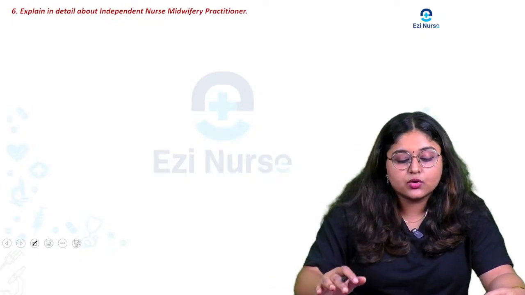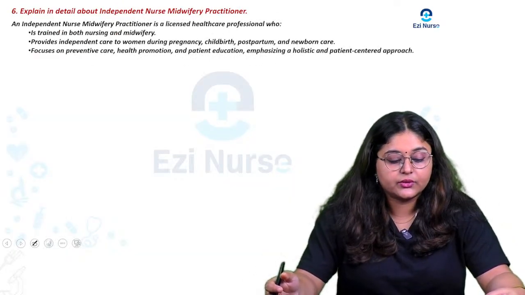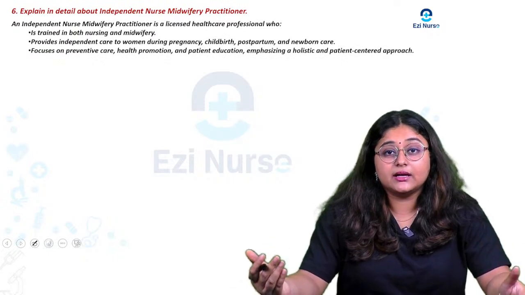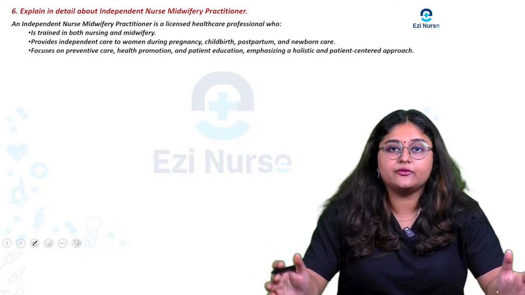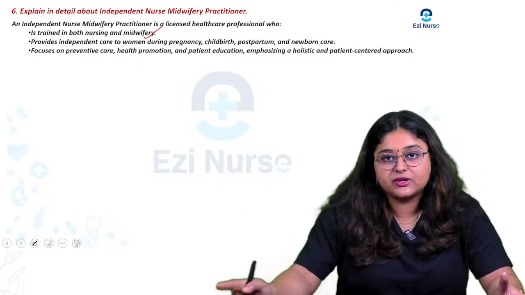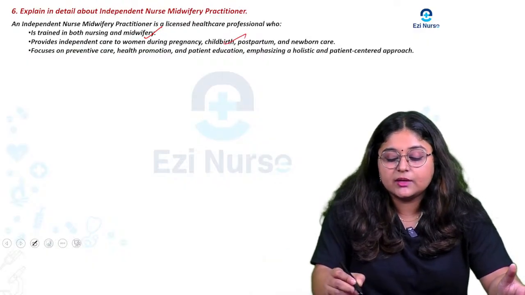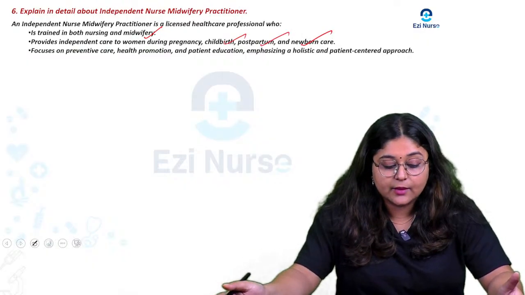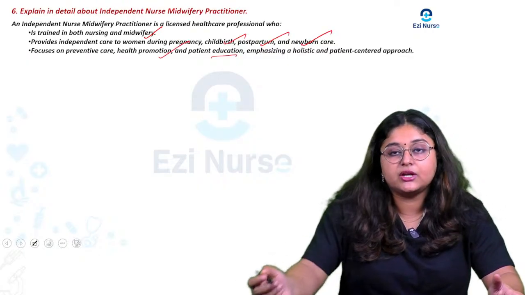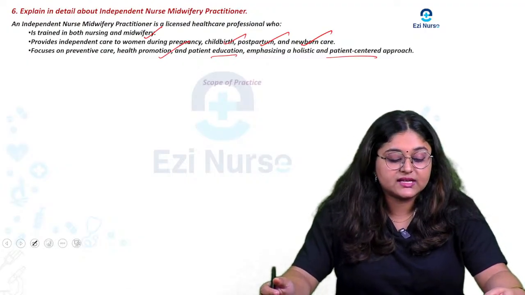Now come to the next question, that is explain in detail about independent nurse midwifery practitioner. Okay, so as an independent nurse midwifery practitioner, we have to get a license, right? In that we have to make sure of some policies, that is, trained in both nursing as well as midwifery, providing independent care to women during pregnancy, childbirth, postpartum, as well as the newborn care period. And also it focuses on preventive care, health promotion, and patient education, and emphasizes a holistic as well as patient-centered approach.